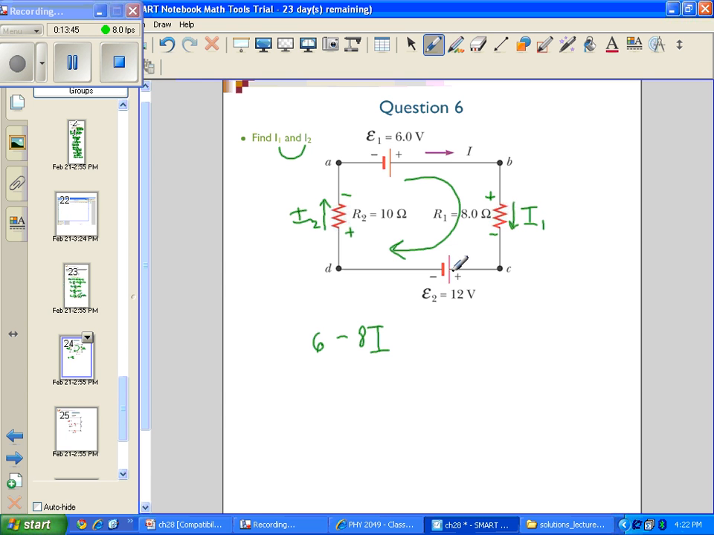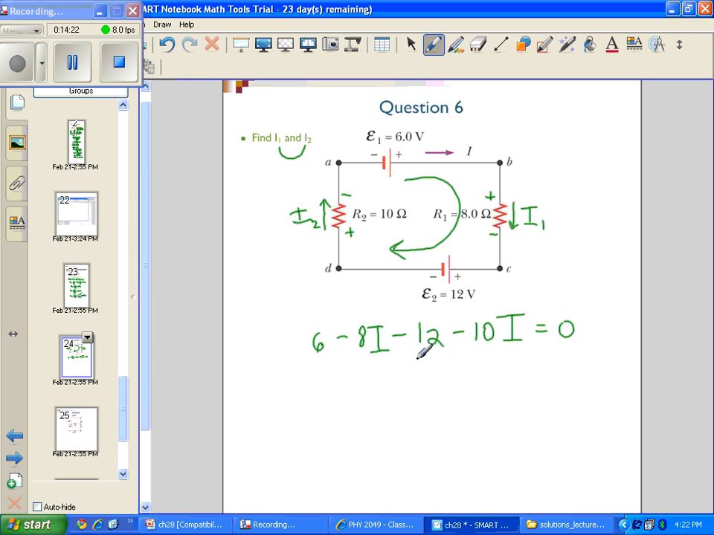Then I come over here to the second battery, E2, and I'm traversing from positive to negative, so this again will be a drop in potential, or a minus 12 volts. When I get to the resistor, I'm traversing from positive to negative, which means again I'm going to experience a drop, and I'm going to write that as a minus 10, because R2 is 10, times I2, or I, and I get back to the battery, so I'm going to set that equal to 0.